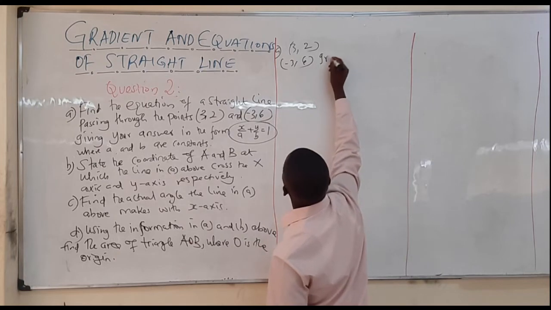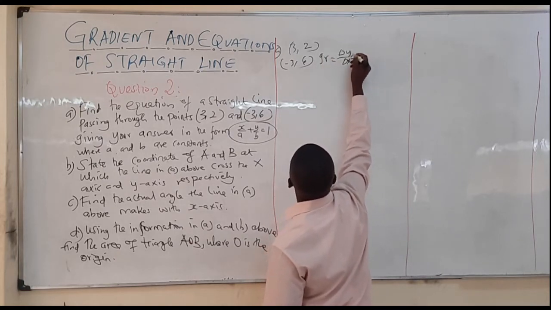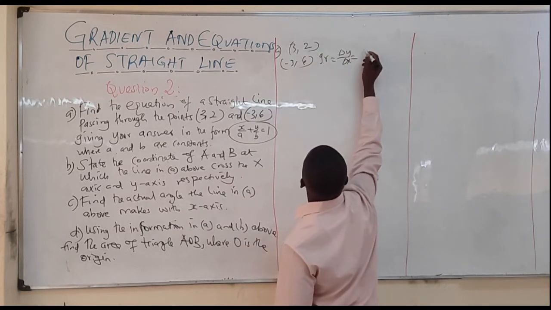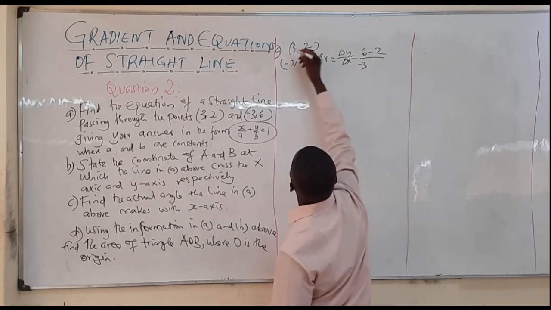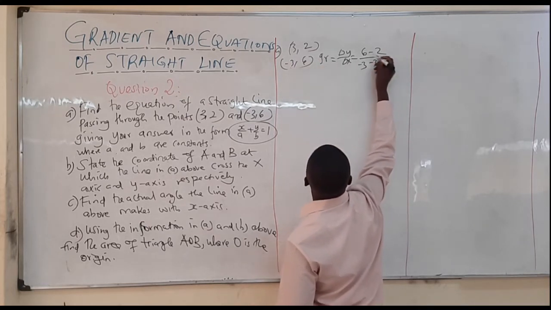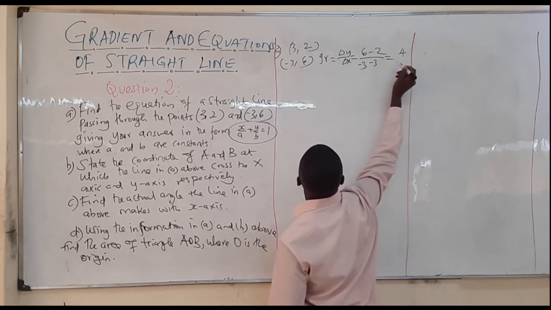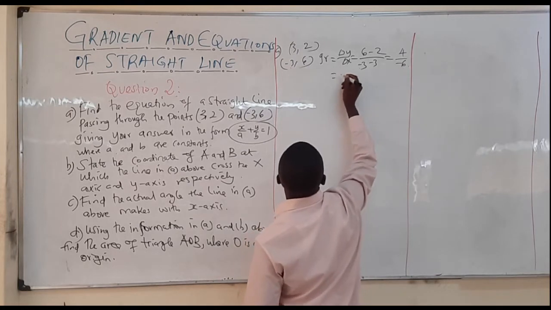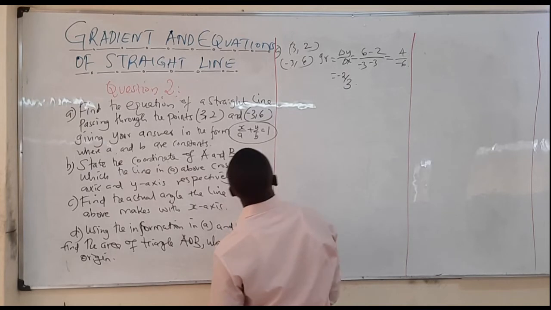We need to get the gradient, which is given by change in y over change in x, where y is now 6 minus 2, divided by minus 3 minus 3. So this is going to be 6 minus 2, you get 4, and minus 3 minus 3, you get minus 6. Divided by 2, you're going to get the gradient is minus 2 over 3. So that's our gradient of the line.